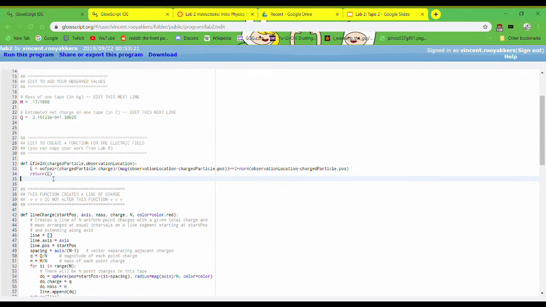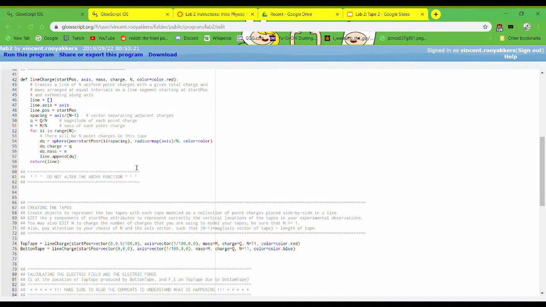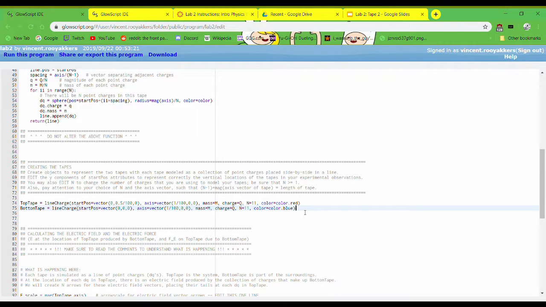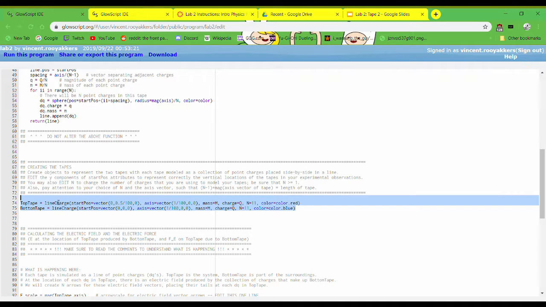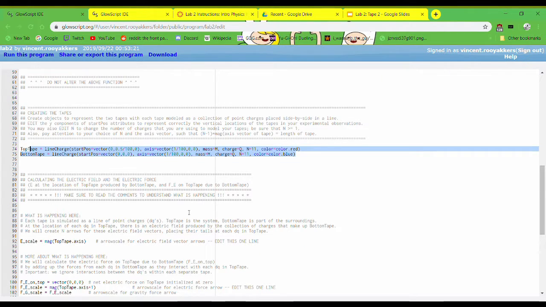Scrolling down again, here's our electrical field function. This is just repeated from lab 0, so it's essentially just the constant times the charge of the particle over the distance to the observed location squared, then times this directional vector. That's just what we're used to. And then going down, since the tape was 10 centimeters, I used an axis vector of 1 over 100, and then n is equal to 11. So this is what effectively gets us the correct amount of line charges for the sake of this lab.